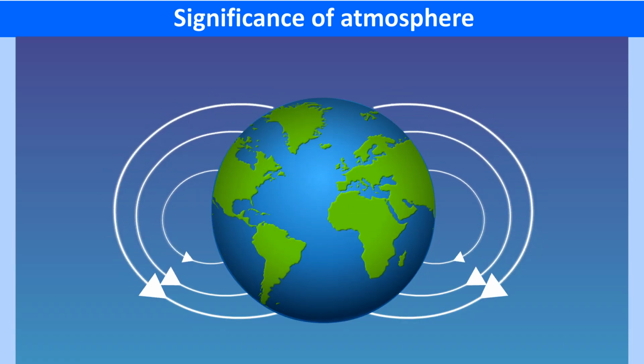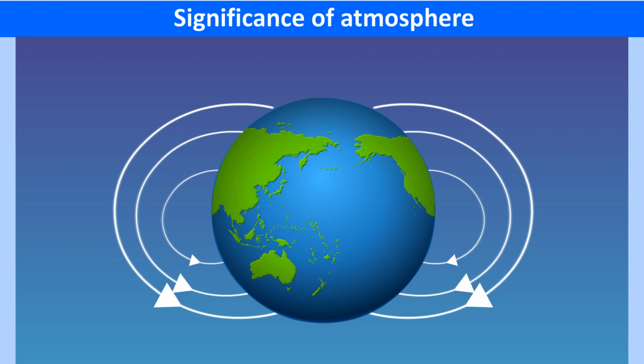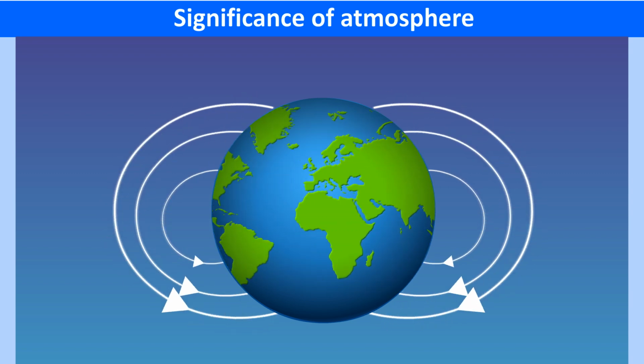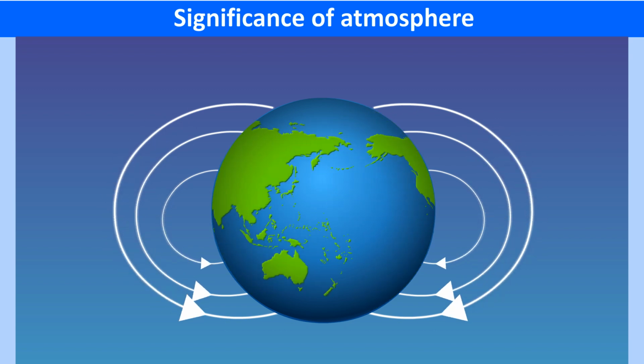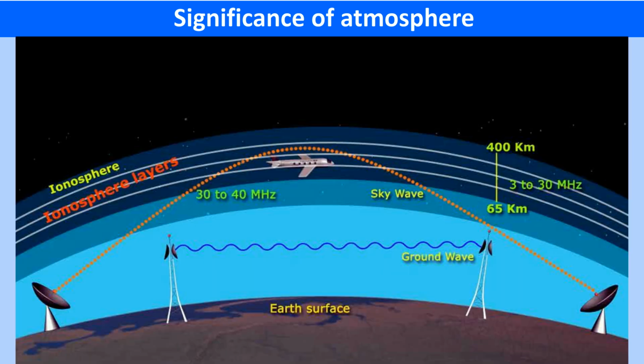The atmosphere acts as a protective shield, guarding the Earth against falling meteorites that mostly burn out when they enter the atmosphere. Sound waves are able to travel due to the presence of air, hence, we are able to hear each other. Radio waves are reflected back to the atmosphere, which enables satellite communication.